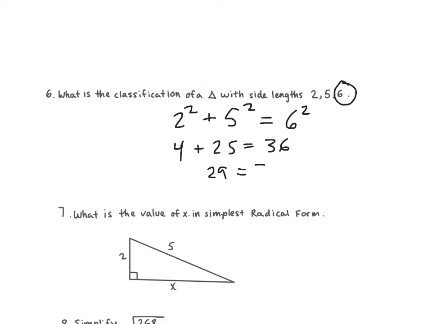Is 29 equal to 36? It's less than. So our C is bigger. So what do we know about this triangle? It's obtuse.